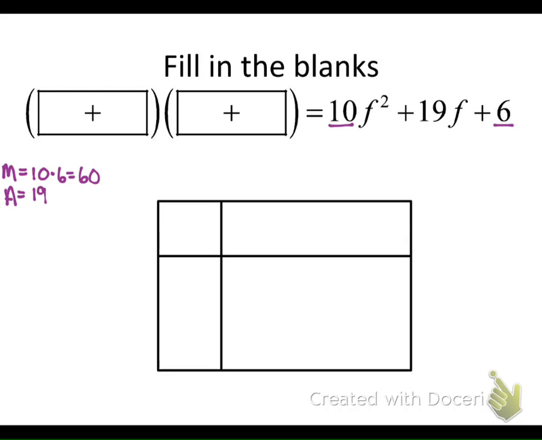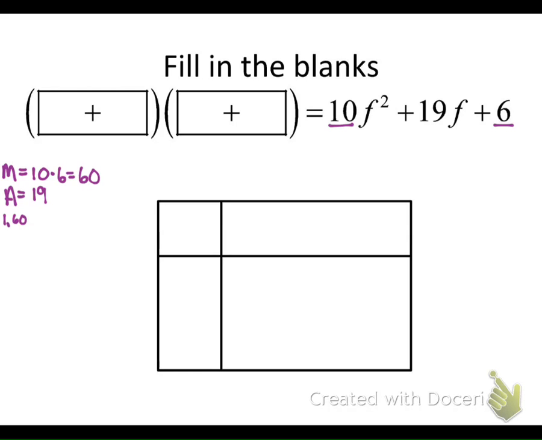Okay, now, once I find the M, once I find the A, I have to determine what I can multiply together to get 60 and add together to get 19. I do that by thinking of my factor pairs of 60. So I'm going to write that right underneath and find what works.